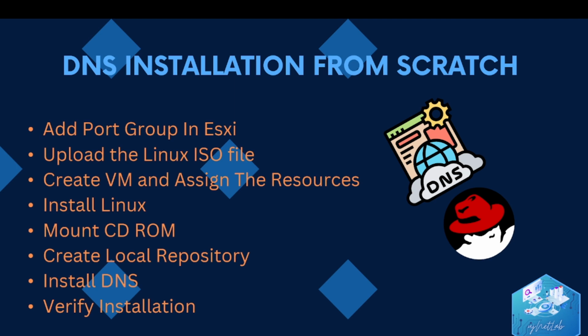Before that, we will discuss how to add the port group in ESXi. Don't worry, we will discuss what a port group is. Then we will upload the ISO file, we will create the VM, and then finally we will install the Linux. So we will discuss all these steps from the beginning.